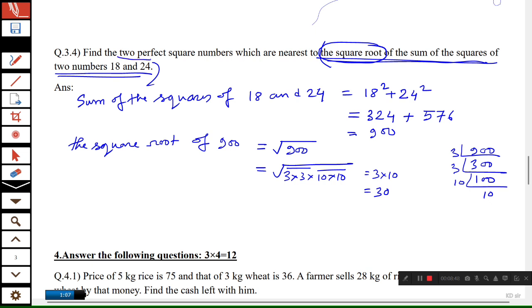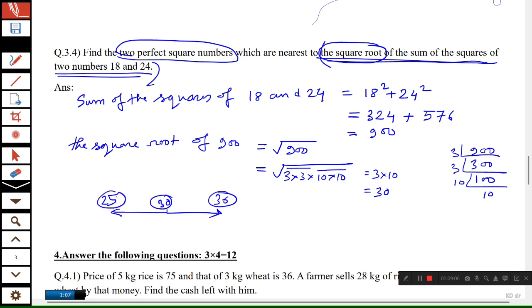Now the question is, find two perfect square numbers which are nearest to it. So we have to find the two numbers which are nearest to 30. So the one greater than 30 is 36, a perfect square, and the one less than 30 is 25. So these two are the nearest perfect square numbers.